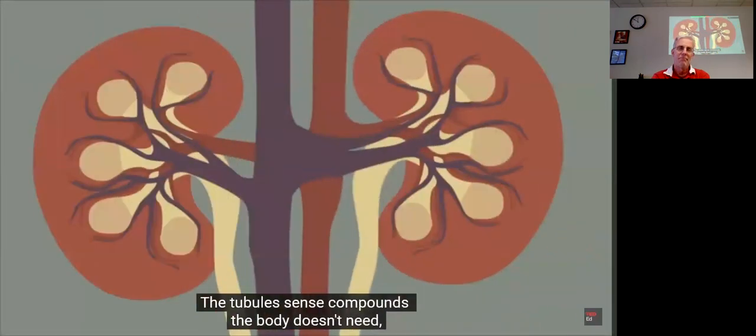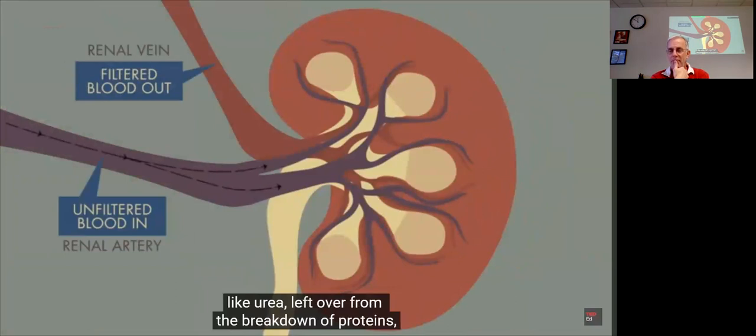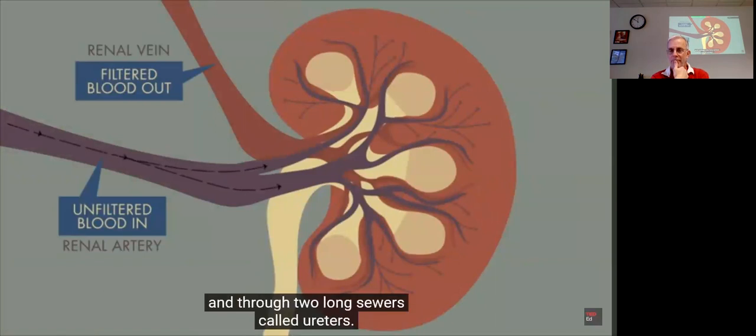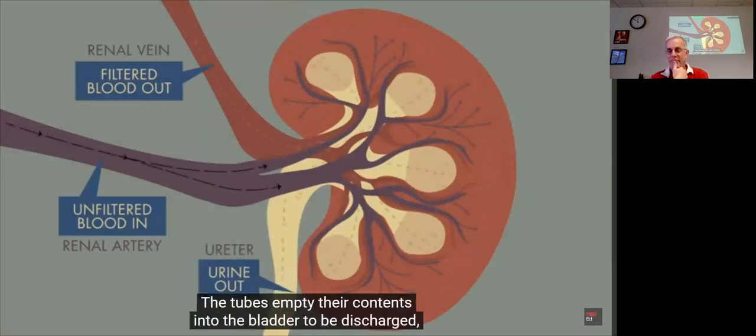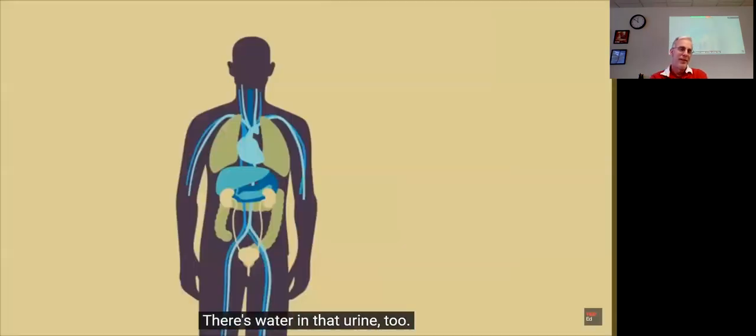The tubules sense compounds the body doesn't need, like urea, left over from the breakdown of proteins, and redirects them as urine out of the kidneys and through 2 long sewers called ureters. These tubes empty their contents into the bladder to be discharged, ridding your body of that waste once and for all.